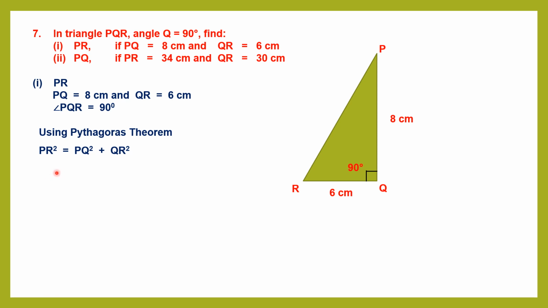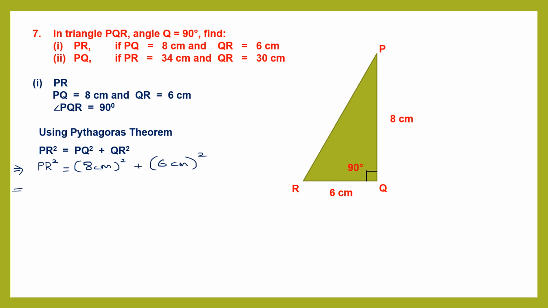What does the Pythagoras theorem say? The square of the hypotenuse is equal to the sum of the squares of the other two sides. So let's substitute the values that we have. PR square we don't know because that is what we're going to find out, so we'll write it as it is. PR square is equal to PQ, which is 8 centimeters, so 8 centimeters square, plus QR, which is 6 centimeters, so 6 centimeters square.